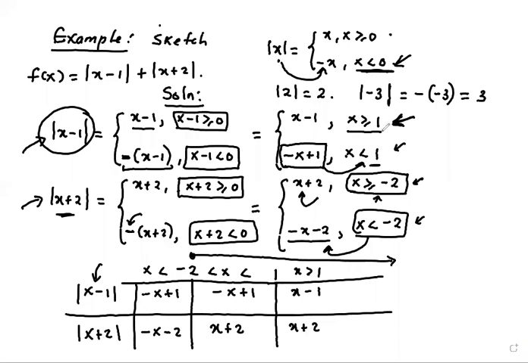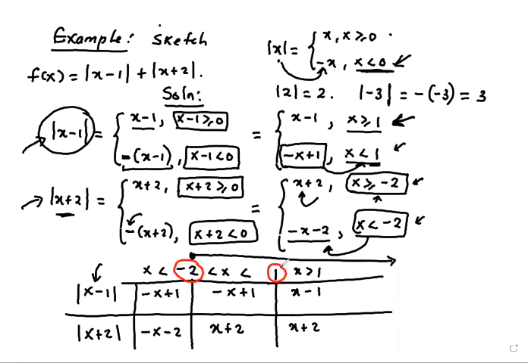x greater or equal to 1, x less than 1. You go to x greater or equal to -2 and x less than 2, because you are picking -2 and 1. Now that I'm picking -2 and 1, this is -2 here. This is 1.